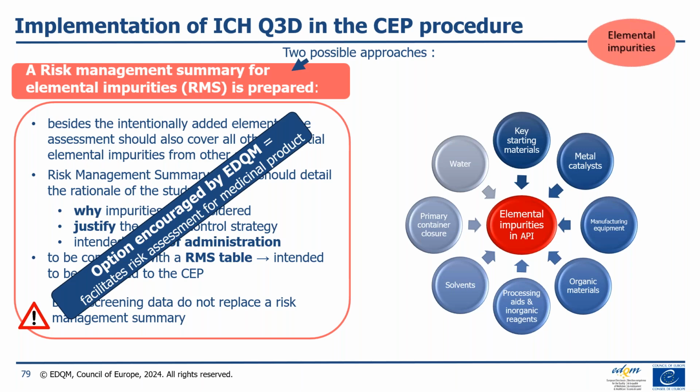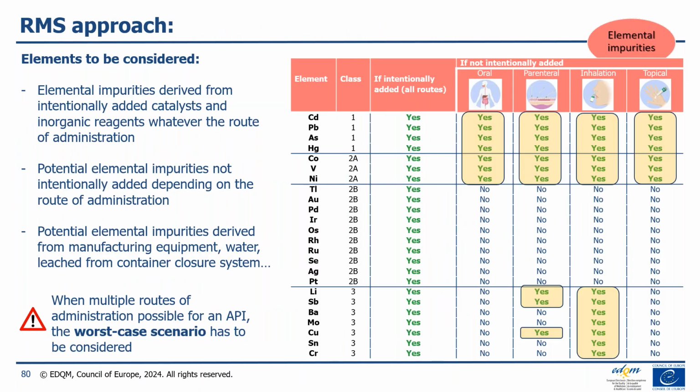Next slide. This option is encouraged by EDQM because it will facilitate the risk assessment for the medicinal product. For the RMS approach, if elements are intentionally added, all the elements have to be considered. If they are not intentionally added, then you have to consider the route of administration: oral and topical, only class 1 and 2A can be considered.